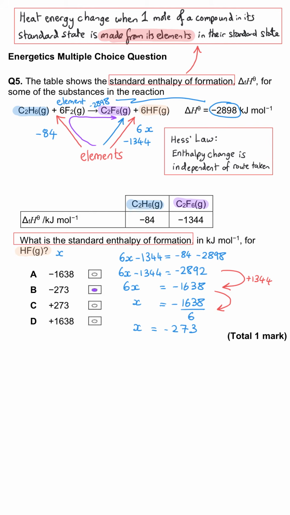A is a sneaky decoy, and that's for if we forgot to divide our value by 6, we'd have got minus 1638, and so we'd have been thinking that A was the correct answer, but in fact it is B. I said that there are 2 ways of doing it.